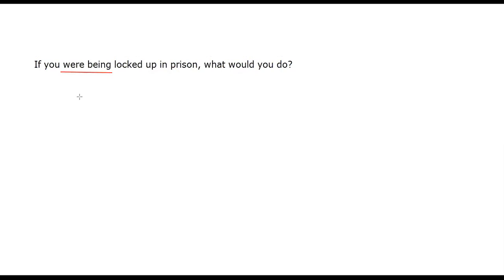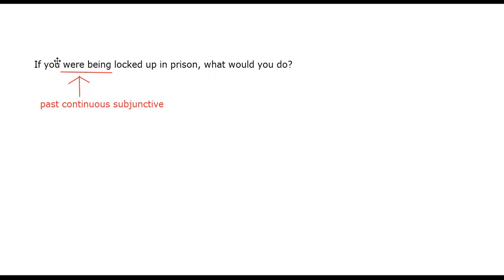So here we have a past continuous subjunctive with the -ing verb, and it's not past perfect, it's past simple. So we just have the "were." If you were being locked up in prison, what would you do? So we have "being" here to show that this is an ongoing action. Of course, you can just say "were." It doesn't really matter either way, but I just want to show you an example where you could use "were being."